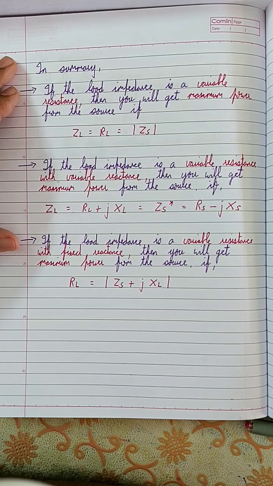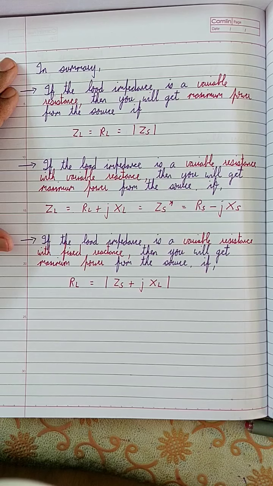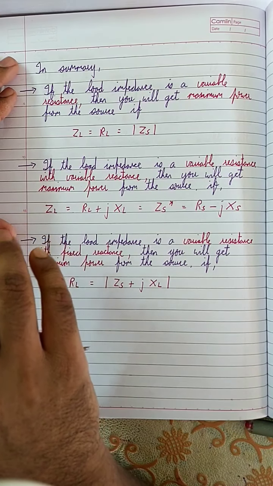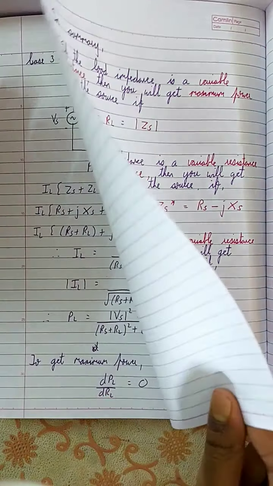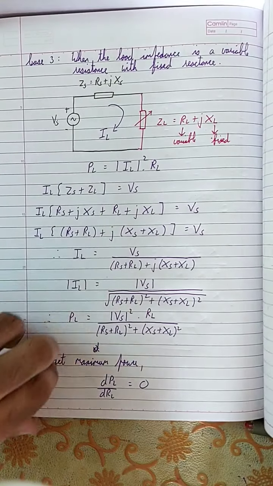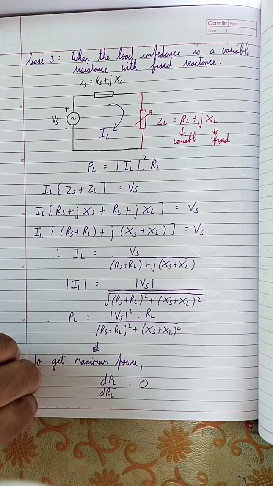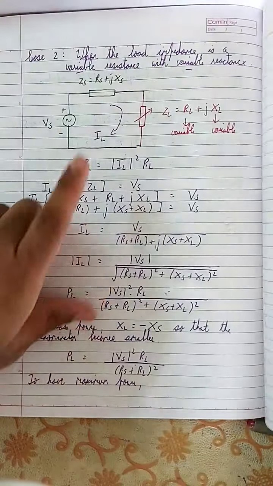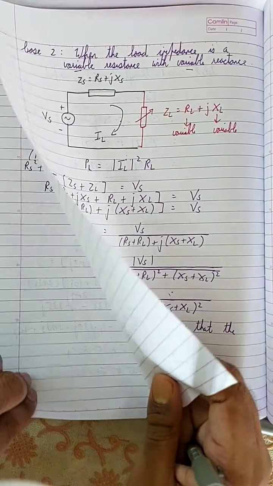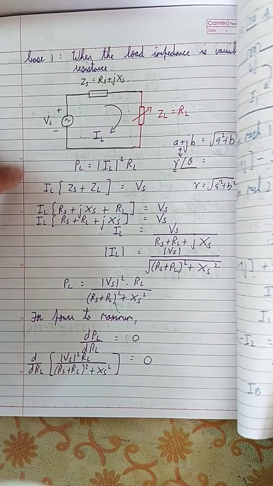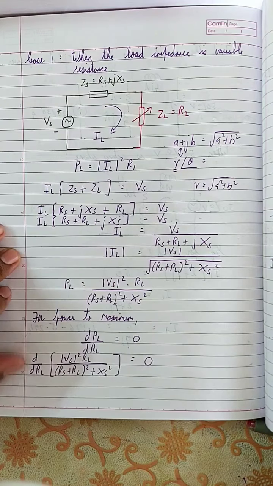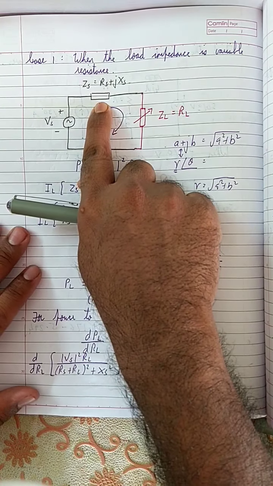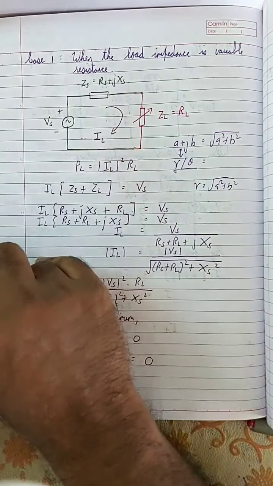So basically, how do you do the problem on maximum power? Just like how you see over here, in all the cases, in case 1, case 2, and case 3, you need a voltage source with a series source impedance.